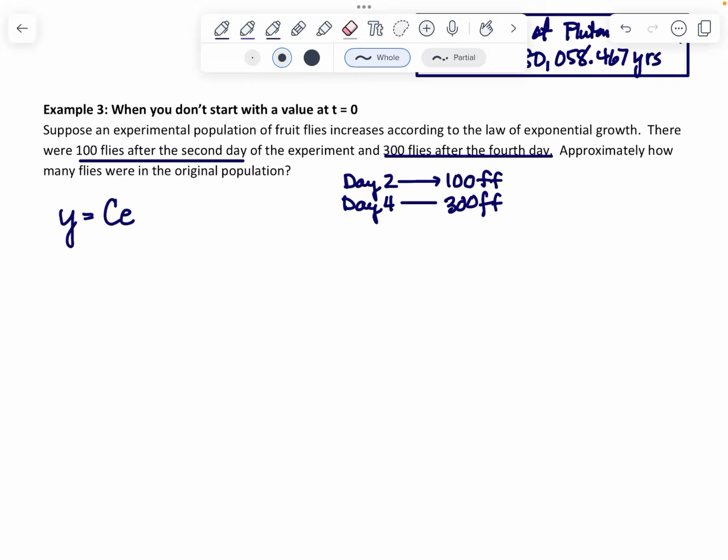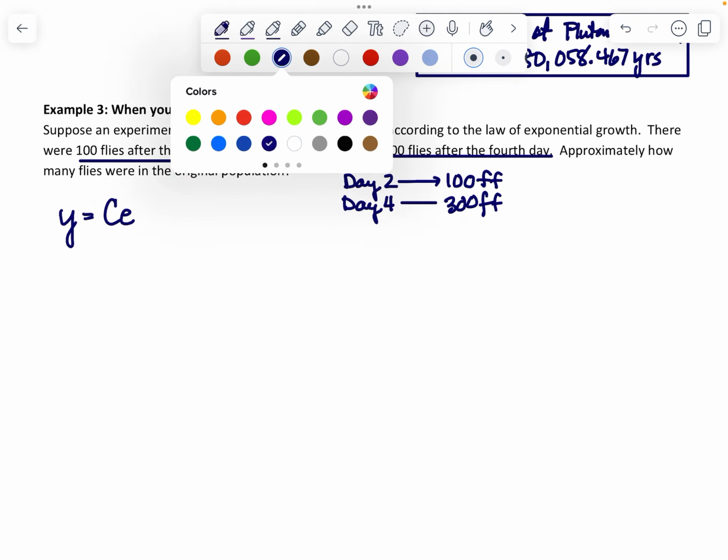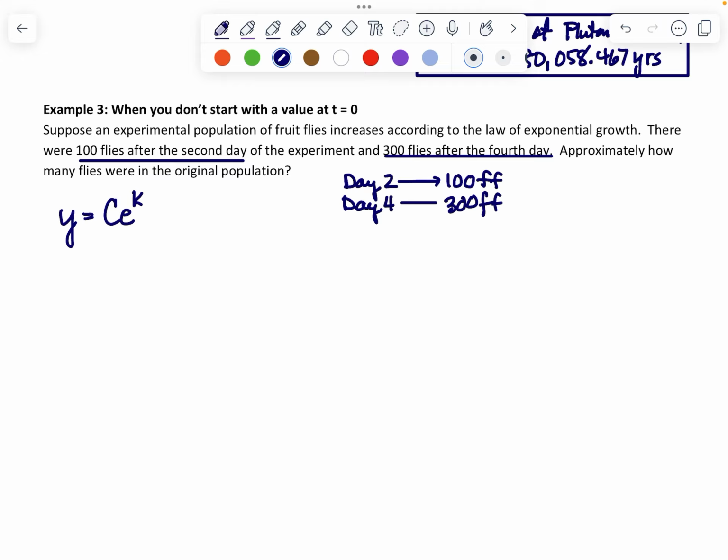So we have this, I think I accidentally had a 2 there. So we have e to the kt right here. Okay, 100 flies the second day, 300 after the fourth day. Approximately how many flies were in the original population, right? So we got to start somewhere.